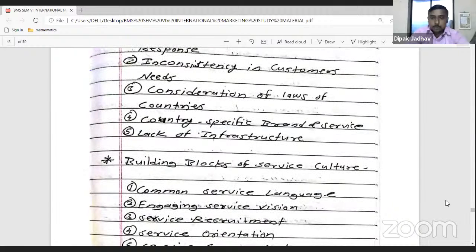When considering the law, different countries are not favorable all the time, and the service providers change from country to country. Then the country-specific brand and services: what brands exist in the international market, what competitors have in the market, and whether the company is providing the best services or not, including the gap between customer expectations and the actual service. Lack of infrastructure: going to serve an international market requires infrastructure, and sufficient infrastructure is not always available in the international market. So the service industry's main motto in international business can be affected.